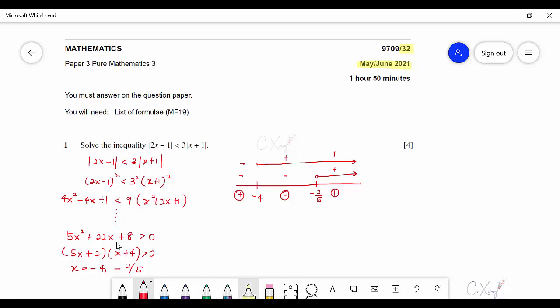For this question, they are asking for greater than 0. Greater than 0 means they are looking for the positive answer. So your expression will become positive at this part. Which means that when x is smaller than -4, this expression is positive, and also when x is greater than -2/5, the expression will be positive as well. So this will be our answer for question number 1.